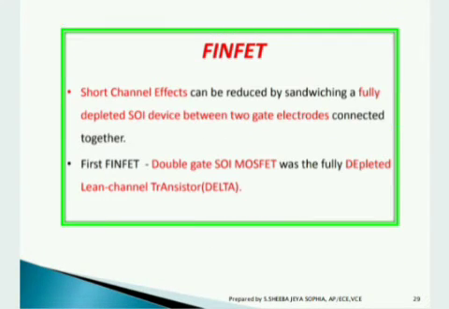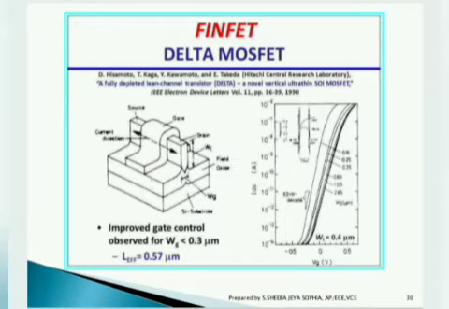As we have said earlier, in this FinFET short channel effects can be reduced by sandwiching fully depleted SOI devices between two gate electrodes connected together. The first FinFET double gate SOI MOSFET was the fully depleted lean channel transistor, which is said to be DELTA. As you can see in this diagram, the FinFET of DELTA MOSFET with improved gate control is observed for WG less than 0.3 micrometer and effective length LEFF of 0.57 micrometer.